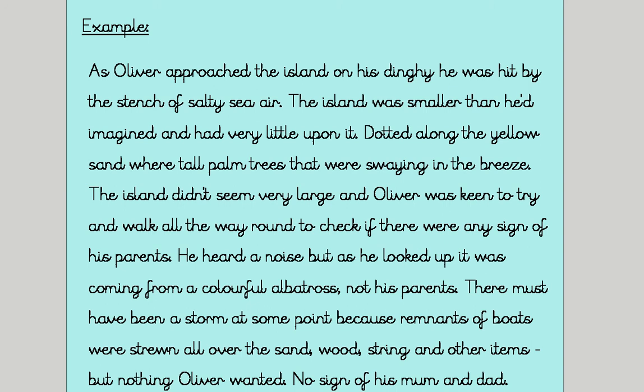He heard a noise, but as he looked up, it was coming from a colourful albatross, not his parents. There must have been a storm at some point, because remnants of boats were strewn all over the sand, wood, string, and other items. But nothing Oliver wanted. No sign of his mum and dad.